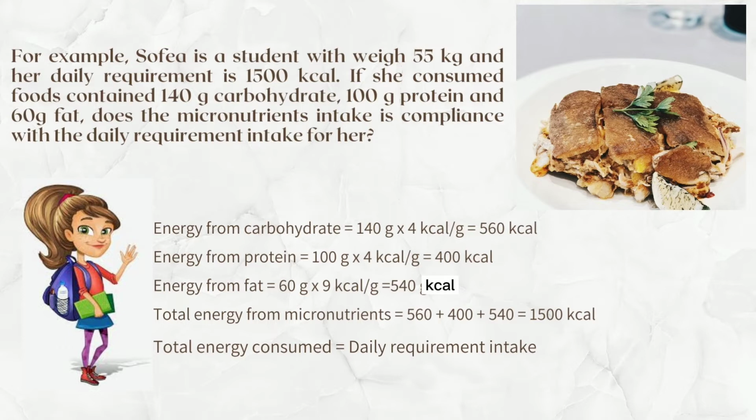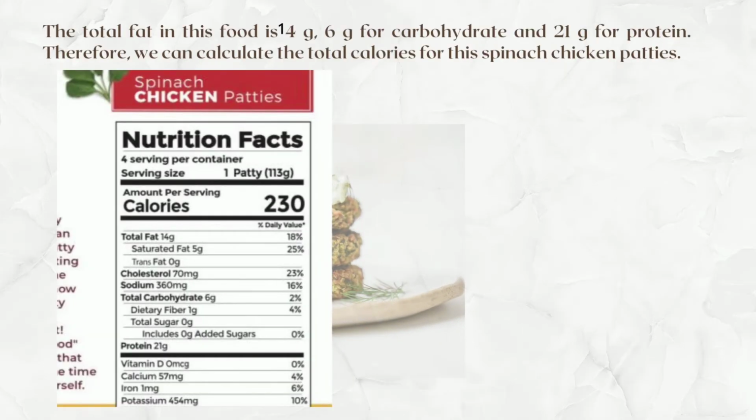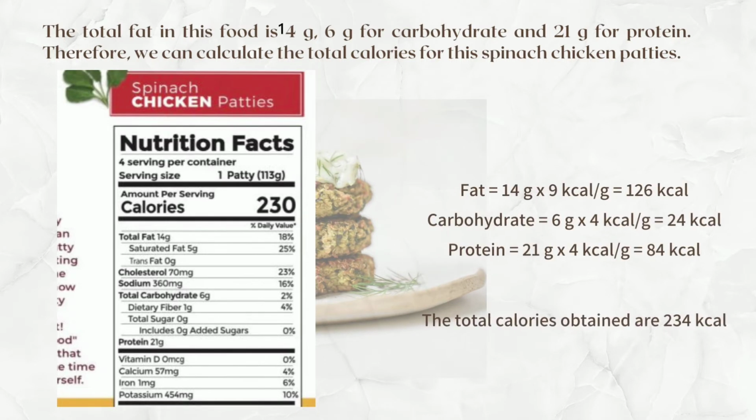If we have a food with nutrition facts as below, the total fat in this food is 14 gram, 6 gram for carbohydrate and 21 gram for protein. Therefore, we can calculate the total calories for this spinach chicken patties. The total energy obtained from fat is 126 kilocalories, from carbohydrate is 24 kilocalories, and from protein is 84 kilocalories. Therefore, the total calories obtained are 234 kilocalories.